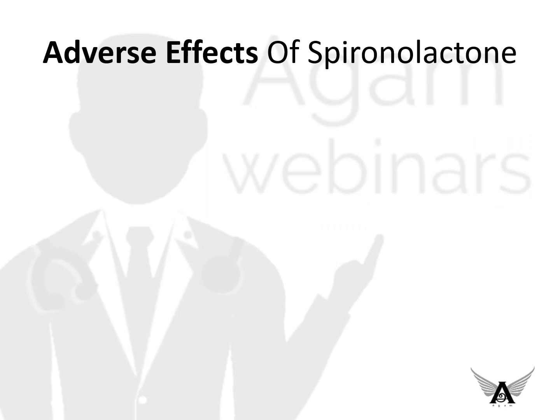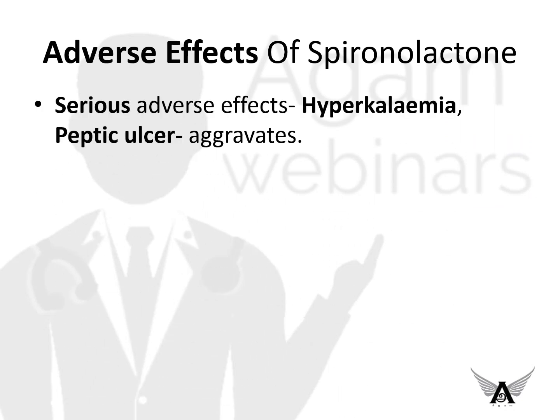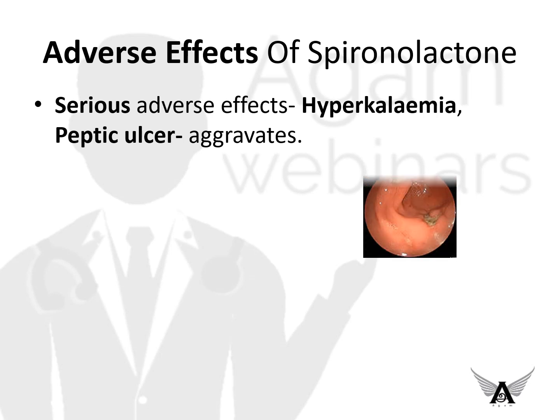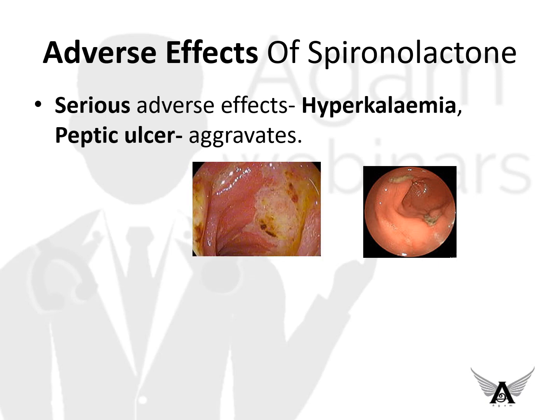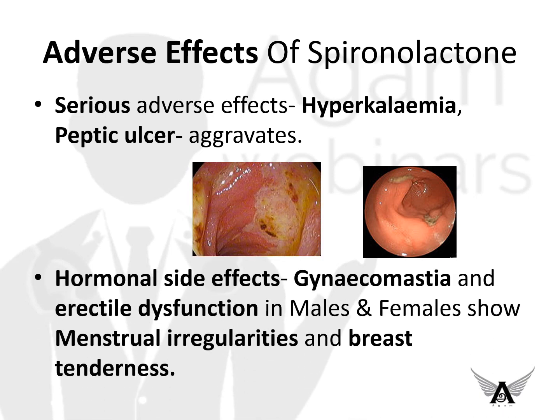Adverse effects of spironolactone. The serious adverse effects include hyperkalemia, and it aggravates peptic ulcer. Okay, these are the serious side effects. Hormonal side effects include gynecomastia and erectile dysfunction in males, and females show menstrual irregularities and breast tenderness. These are the hormonal side effects seen as an adverse effect of spironolactone.